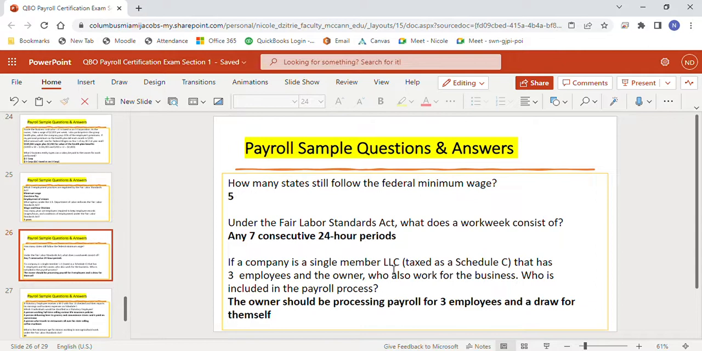If a company is a single member LLC, taxed as a Schedule C, so remember Schedule C means you cannot be paid as an employee, that has 3 employees and the owner who also works for the business, who is included in the payroll process? So when you go through Paychex or ADP and they're giving you your paychecks, the owner should be processing only 3 employees, and they're going to do a withdrawal or draw for themselves because, since they're doing a Schedule C, they cannot be a paid employee.